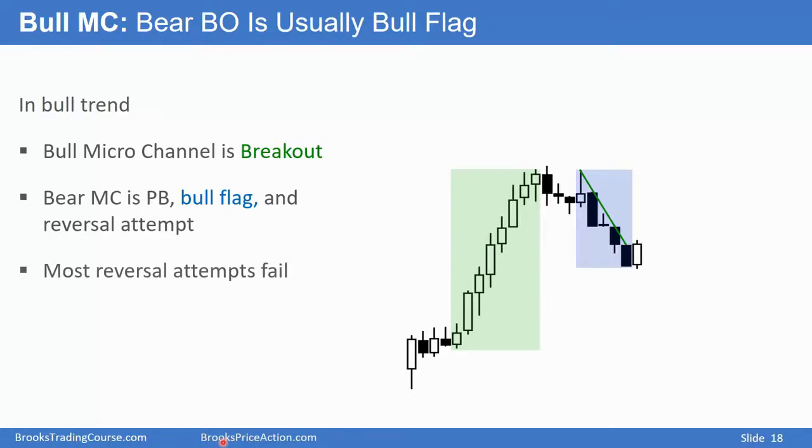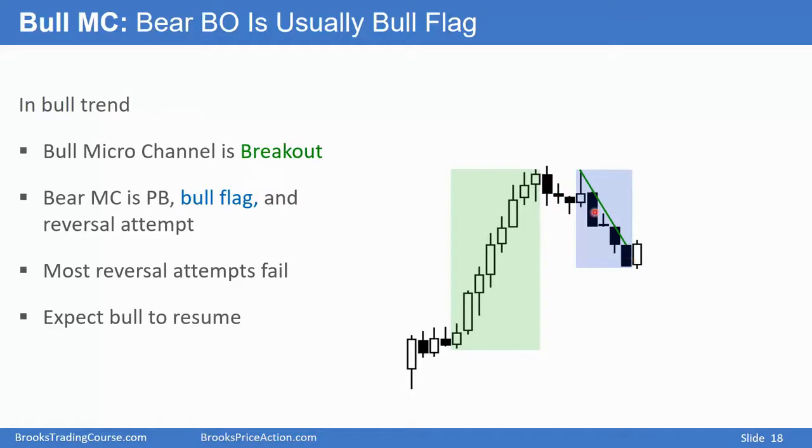Most reversal attempts fail, and the bears are trying to reverse this bull trend, probably will fail. The bulls are trying to reverse this bear trend, probably will fail as well, so we may go sideways here. Which is stronger, this or that? This clearly is stronger. This looks like a 2-legged pullback in a bull trend.